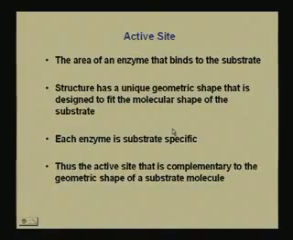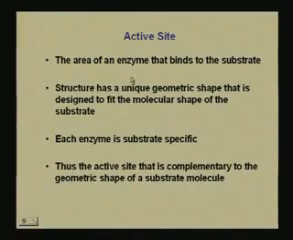So we're talking about the interactions of enzymes, and what we now have to consider is the active site of the enzymes. What is there in the active site that is so important that we have a bisubstrate reaction or a single substrate reaction? There are specific interaction sites of the enzymes that have to bind to the substrate. The structure has a unique geometric shape that is designed to fit the molecular shape of the substrate. That is obviously essential. We'll see how that works out.